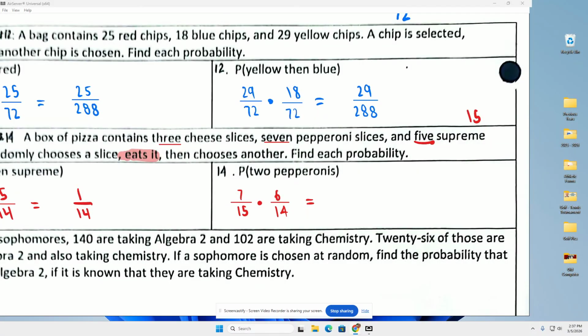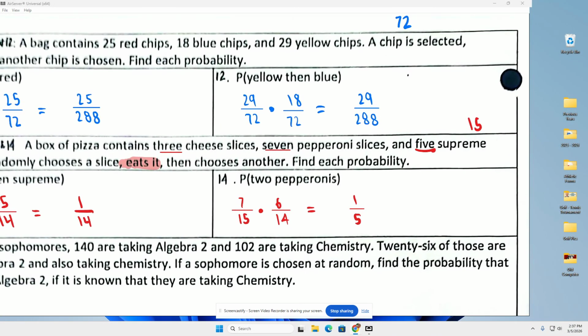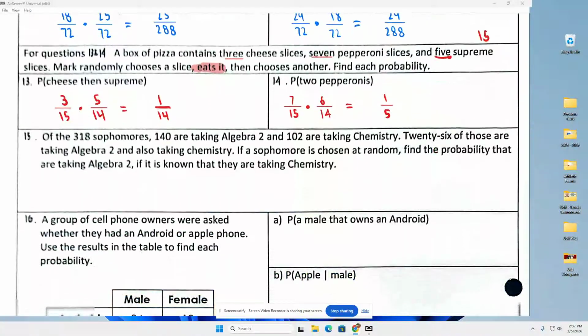Now, I want you guys using your calculator as we do these. Remember, if you use alpha, y equals, number 1, and you use your fraction bar, when it multiplies, it will also reduce, and this one is 1/5. All right? So that's all of those. Now let's move into number 15.